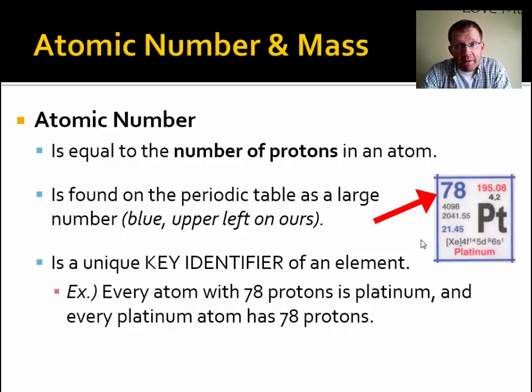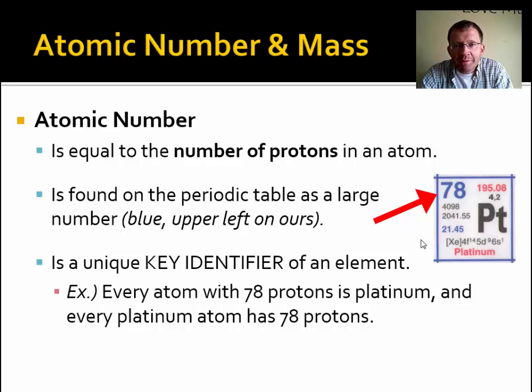Every atom with 78 protons is platinum, and every platinum atom has 78 protons. That's a double kind of redundancy that covers all of our bases on that and makes platinum uniquely 78. You can't be platinum unless you have 78 protons and atomic number 78.